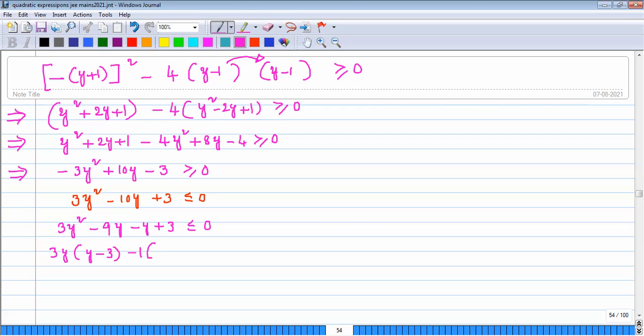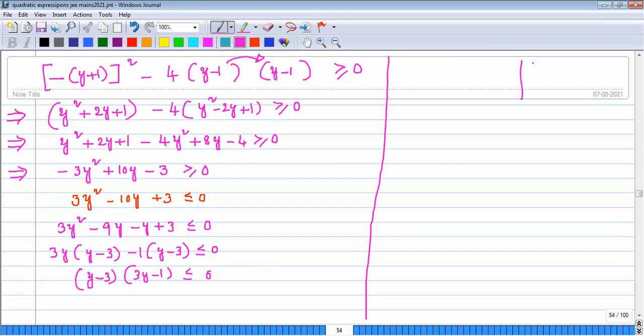Minus 1 common, we have y minus 3 less than or equal to 0. So this we can write y minus 3 into 3y minus 1 less than or equal to 0. So my dear students, remember, if you equate it to 0, y minus 3 into 3y minus 1 is equal to 0, we get y equals 1 upon 3 and 3. So these are the roots of the corresponding equation, 1 by 3 and 3.